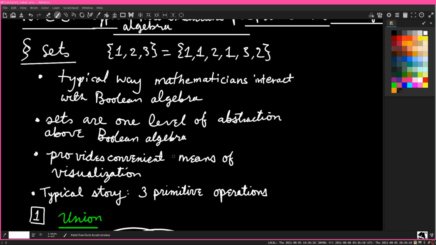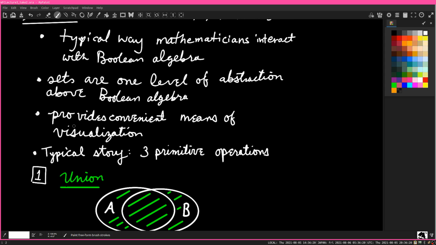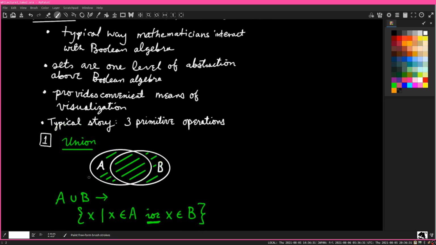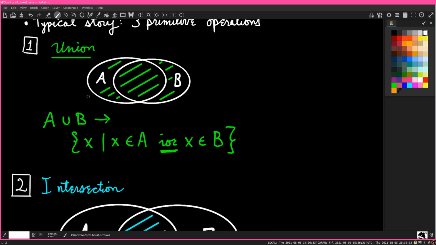One reason that we're going to talk about sets is it provides a convenient means of visualizing these operations that we're going to talk about. The typical story is that you have three primitive operations. Number one is called the union, which, if you view it as a Venn diagram, is the inclusive OR. It's everything in both.